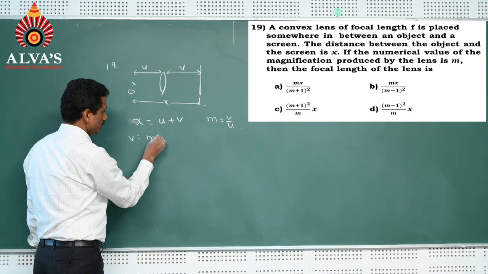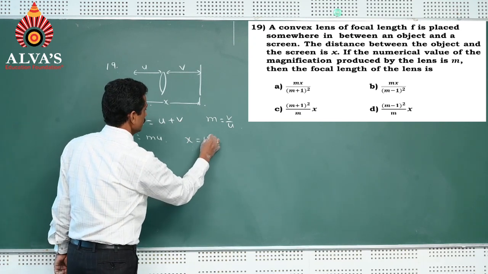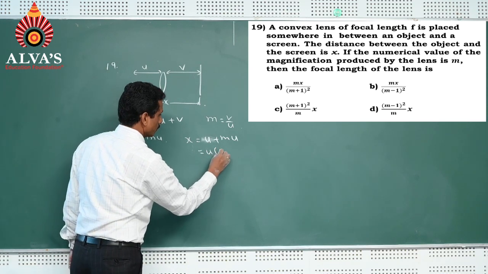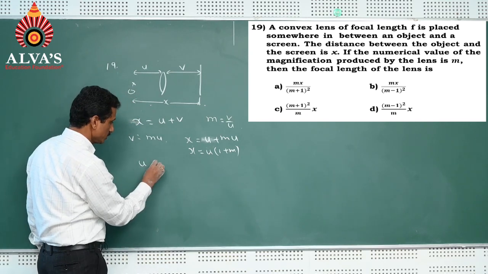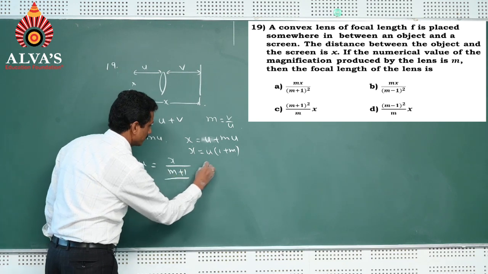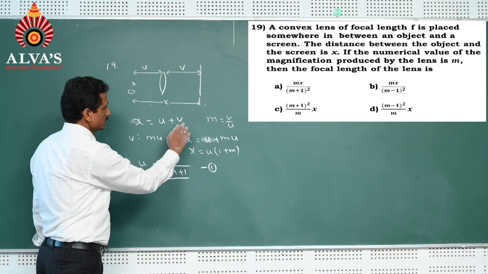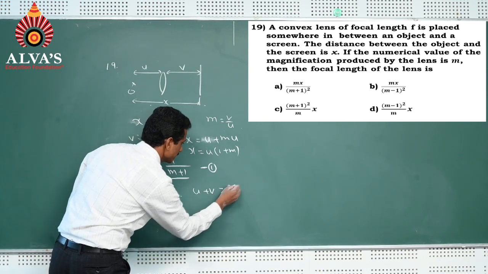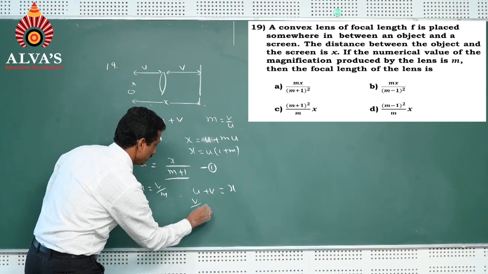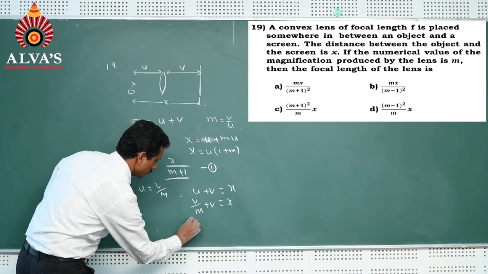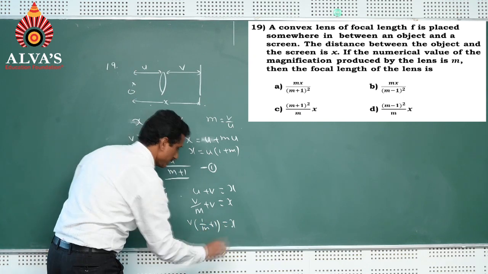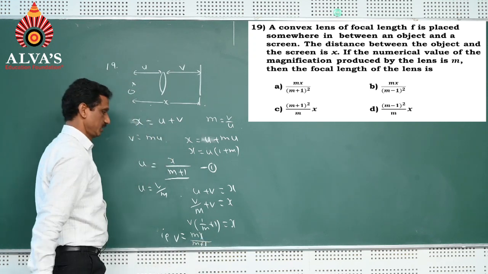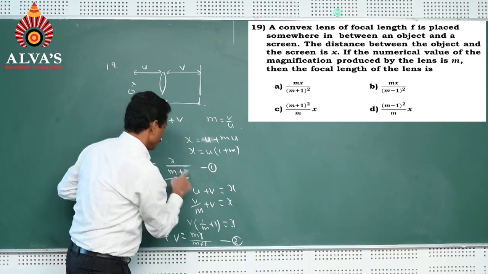Substituting, v is equal to mu, therefore x is equal to u plus mu, that is 1 plus m into u. Therefore, u is equal to x divided by m plus 1. That is equation number 1. Similarly, substitute for u, that is u is equal to v by m. Therefore, u plus v is x. Same equation. v by m plus v is equal to x. v into 1 by m plus 1 is equal to x. That is v is equal to mx divided by m plus 1.